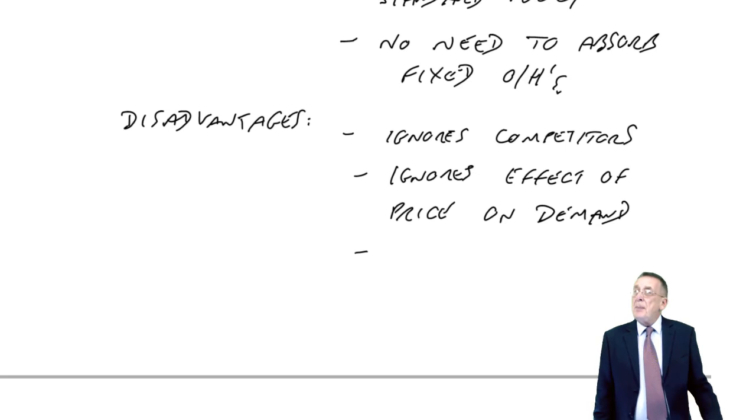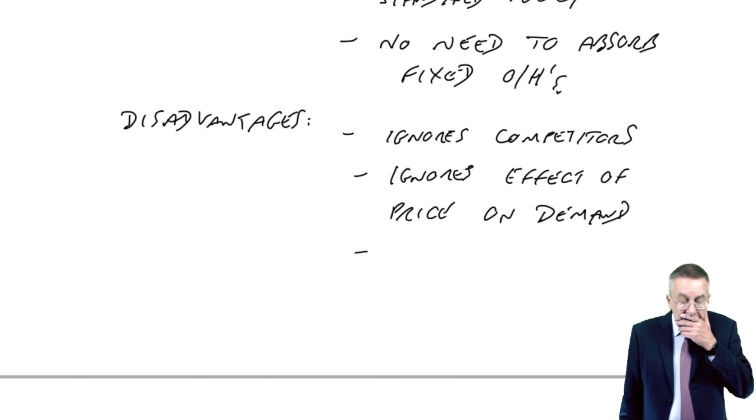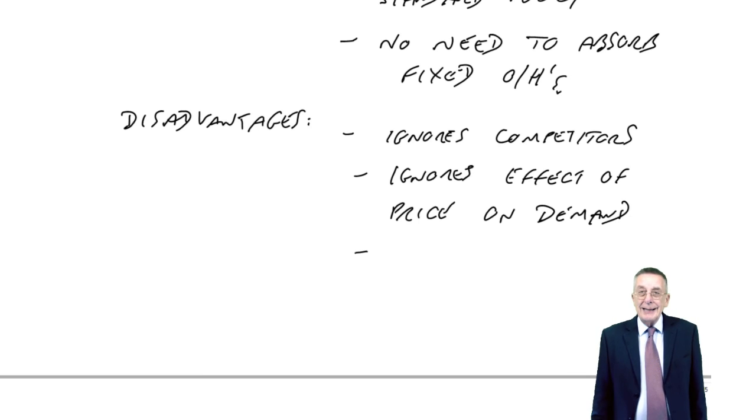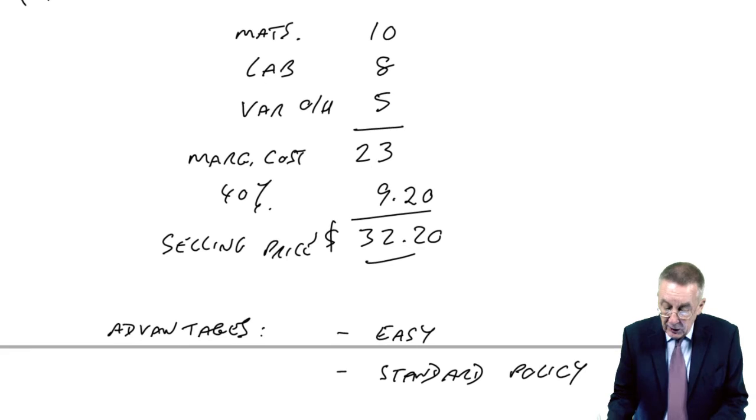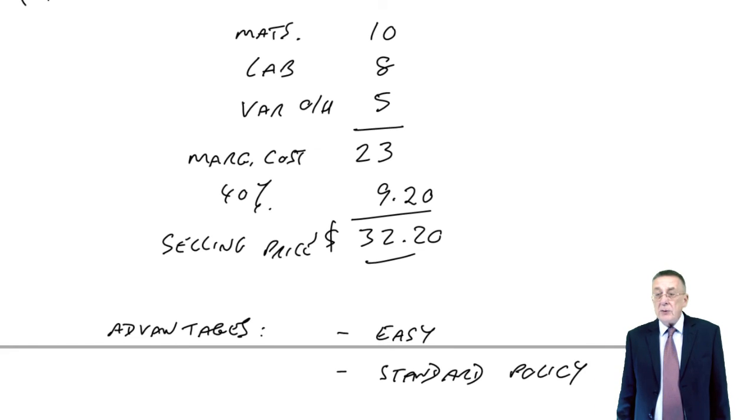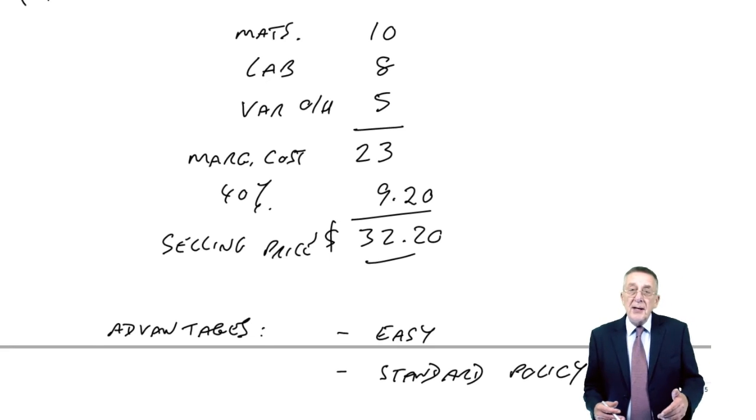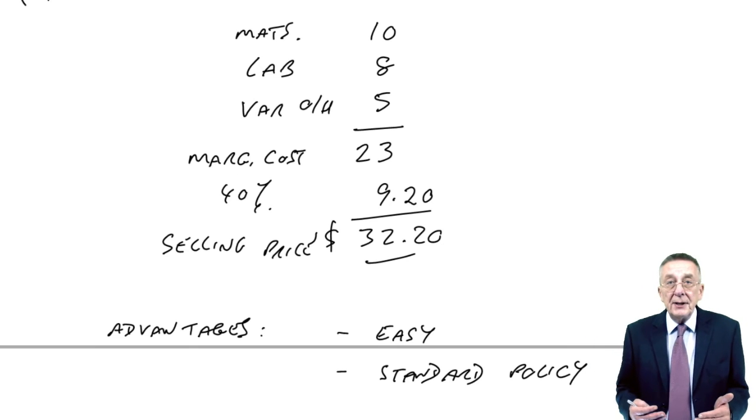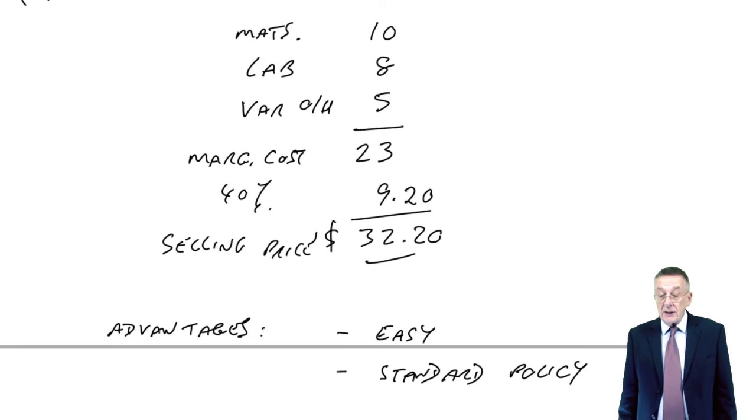But another big problem, these fixed overheads. Of course, I'm saying here, oh, add on 40%, we're making $9.20 on every unit we sell. But the final profit, remember, $9.20 will be the contribution. From the final profit we'll have to subtract the fixed overheads of 50,000.